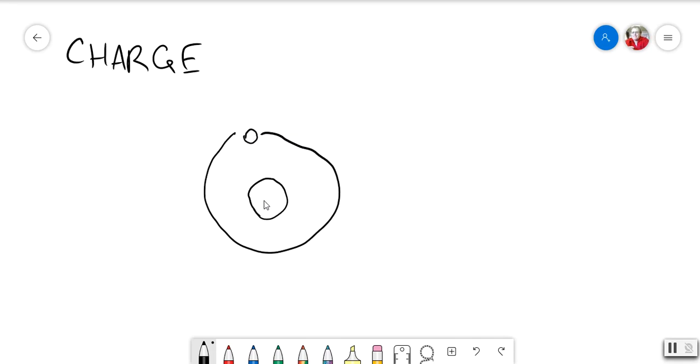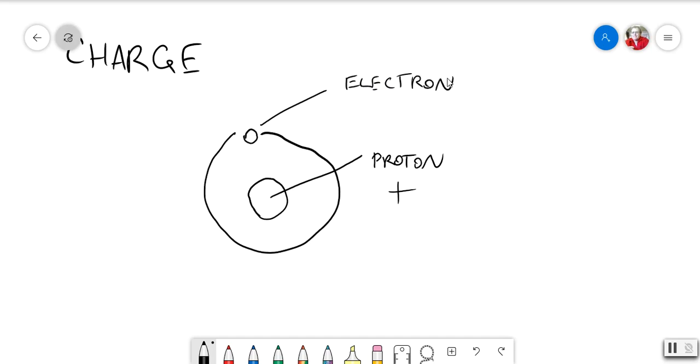not a great drawing, but that's okay. The particle in the middle is a proton, and it has a positive charge. The particle that we say orbits it, that's not quite exactly true, but close enough, called an electron, has a negative sign.